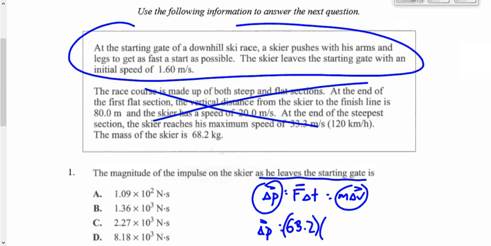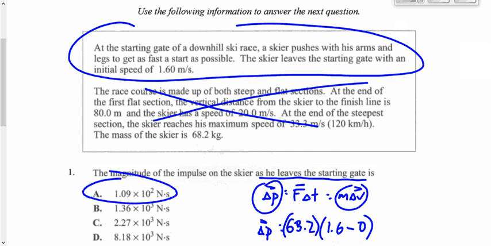What's delta V? Well, VF minus VI. How fast is this person moving when he leaves the starting gate? 1.6, not 33.3 or 20 meters per second, right? This has nothing to do with the starting gate. Let's just look at what's relevant here. We leave the starting gate at 1.6 meters per second. How fast is the person moving before they leave the starting gate? Yeah, presumably 0, right? Standing in the starting gate. So it's 68.2 times 1.6. When I do that, that gives me an answer of A, 1.09 times 10 to the 2 Newton seconds.